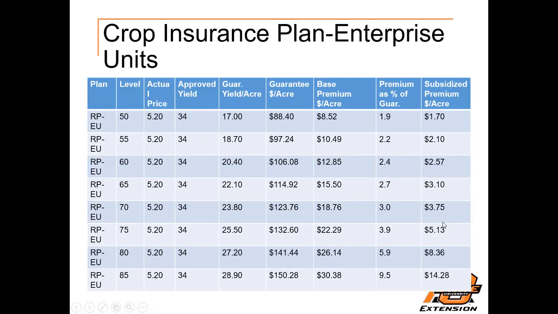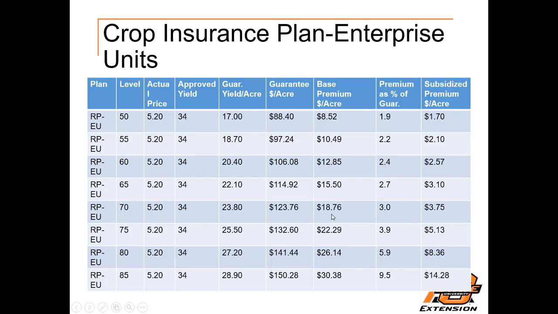So as we advance forward, we are looking at the same revenue protection policy for the same approved yield and actual price. The only thing we have changed now is enterprise units. So revenue protection enterprise units at 70%, we still have that $5.20 level, a 34 bushel yield. So again, our guaranteed yield per acre is 23.8, and the guaranteed dollars per acre, which is really what we're focusing on, is still $123.76. So that all stays the same.